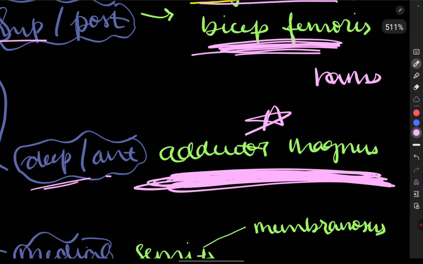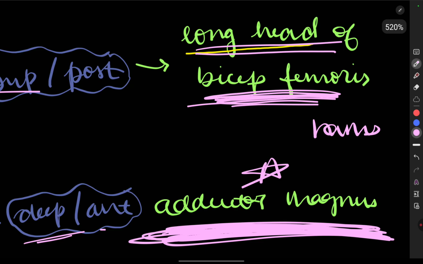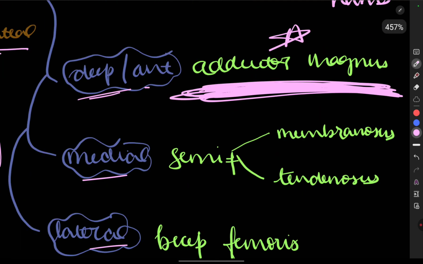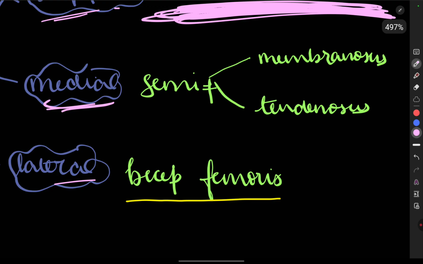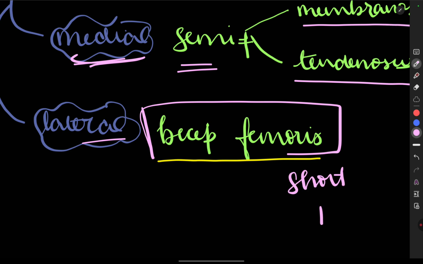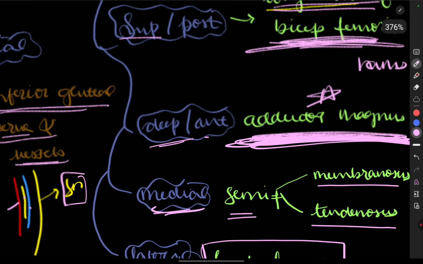Just picture it in your mind, okay, just create diagrams in your mind so that it will be much easier to remember for a longer period of time, because I believe in pictorial memory. So see, this is the biceps femoris, the adductor magnus on the deep or the anterior side. On the medial side we have semimembranosus and the semitendinosus muscle. Lateral side is the biceps femoris again. This is the short head and that one was the long head, okay.